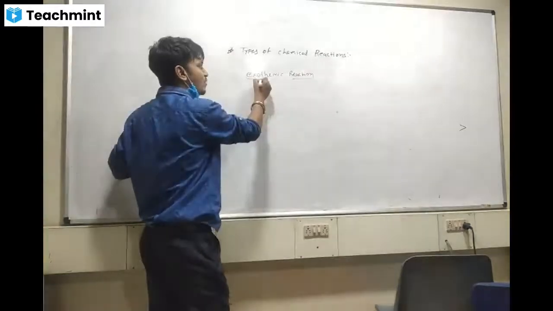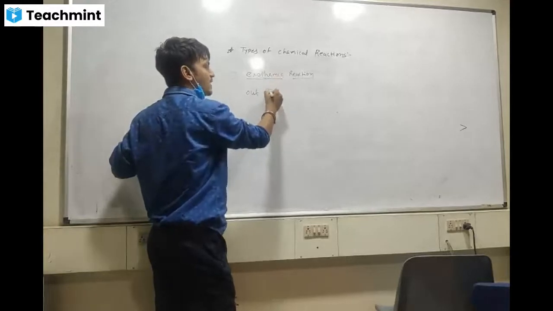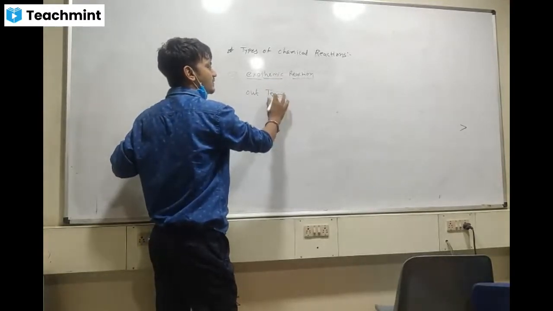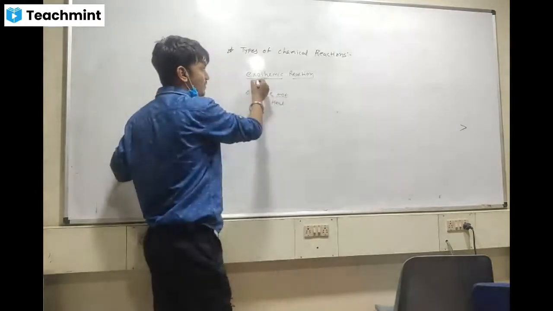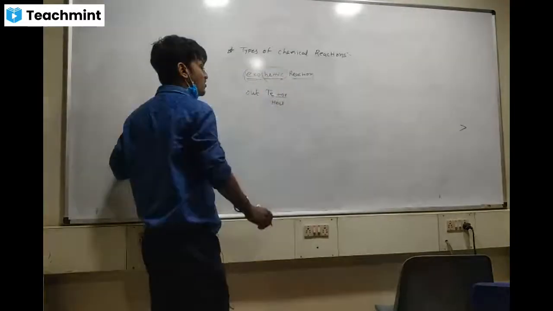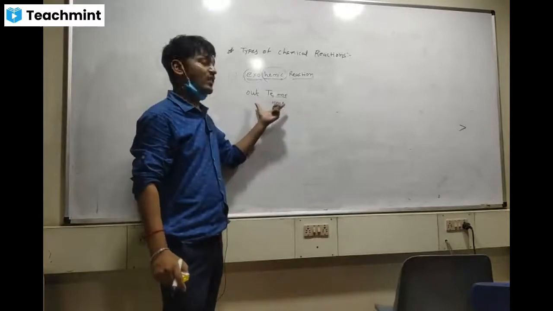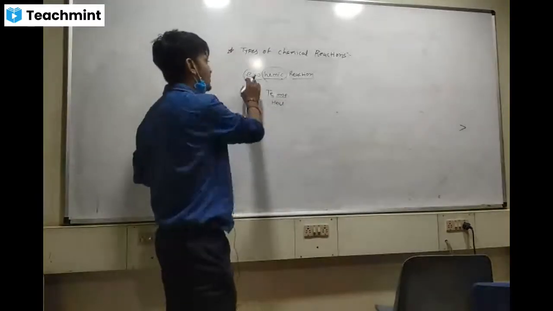Now, exo means out, thermic means temperature, or we can say heat. So from the name we can write the definition of this reaction: a reaction in which heat is evolved, heat is produced, is known as an exothermic reaction.